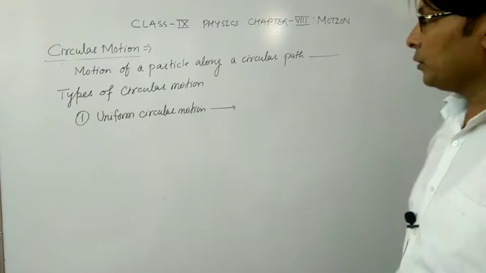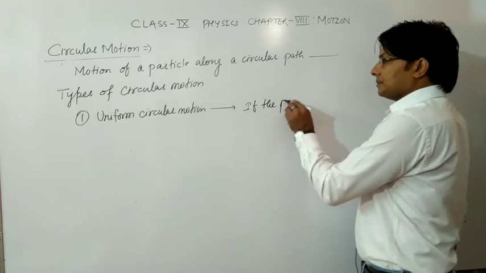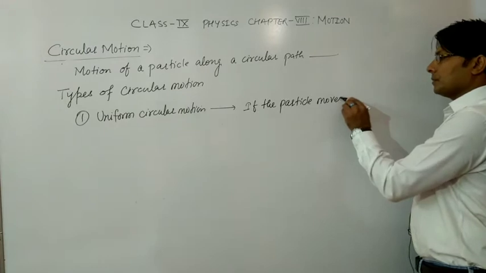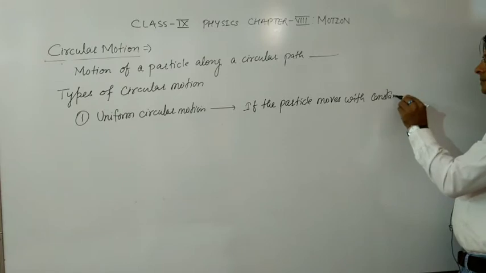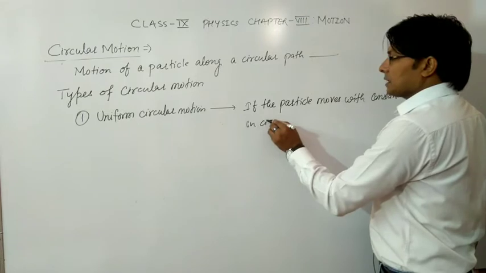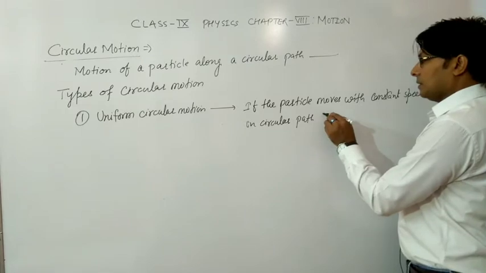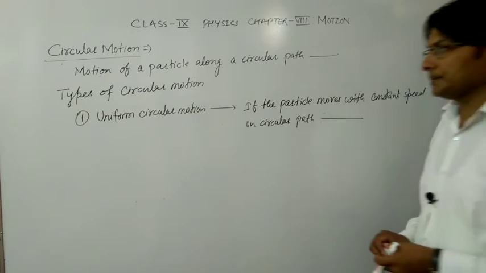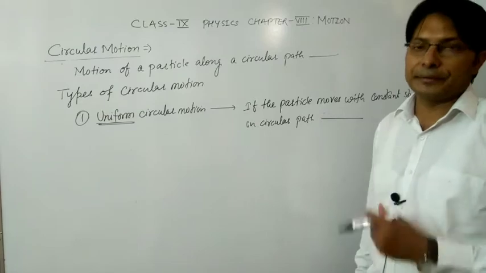So how will you define uniform circular motion? If the particle moves with constant speed in a circular path, then such type of motion is said to be uniform circular motion. Okay, so here the term uniform comes from uniform speed.